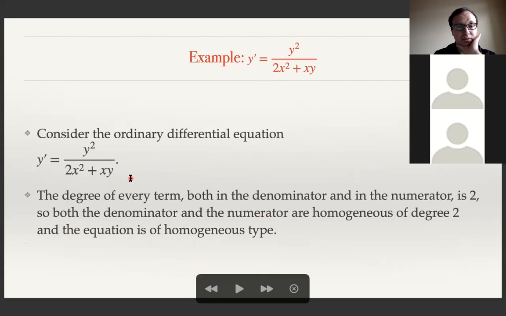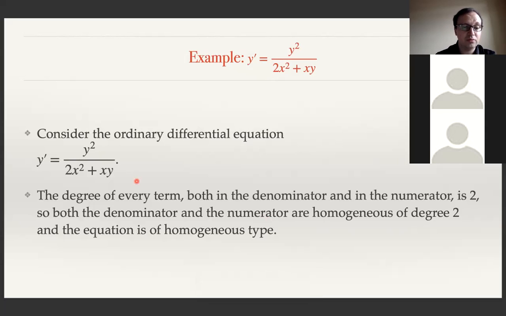Okay, let's have a look at this equation. I don't remember if I solved it out explicitly or not. So y prime is equal to y squared over 2x squared plus xy. This is clearly a homogeneous equation. Both the denominator and the numerator are homogeneous polynomials of degree 2. So the equation is of homogeneous type.